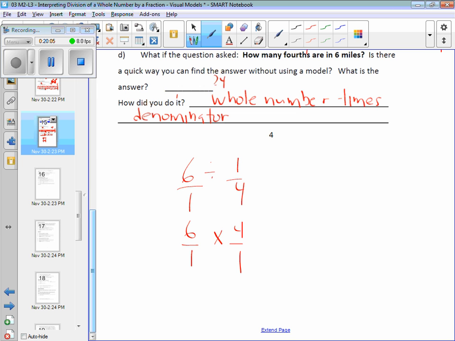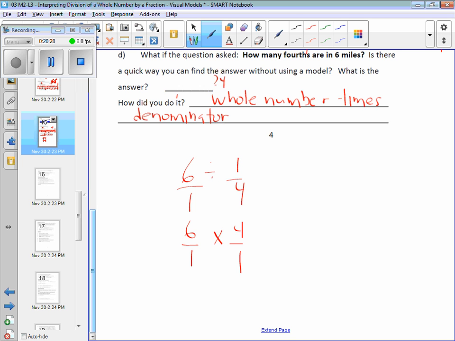Will, what's a reciprocal mean? Sometimes it does result in an improper fraction, but not always. What's the difference between 1/4 and 4/1? Got it. All I did was flip-flop it upside down. That's what a reciprocal is.